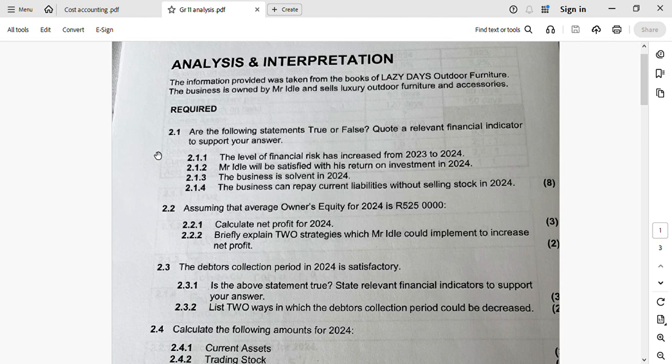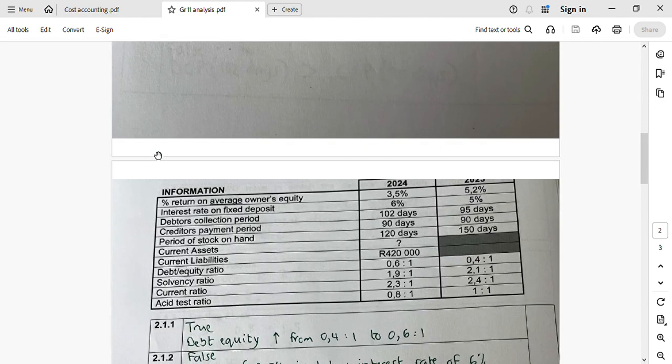Okay, the first thing tells you, are the following statements true or false? And quote a relevant financial indicator. The level of financial risk has increased from 2023 to 2024. When you're looking at your level of risk, you're looking at your debt equity ratio. Last year the debt equity ratio was 0.4:1. In other words, for every 1 rand of own capital, we had borrowed 40 cents. This year, it's 0.6:1. So now for every 1 rand of owned capital, you have borrowed 60 cents. So that statement is true because the debt equity ratio has increased from 0.4:1 to 0.6:1.